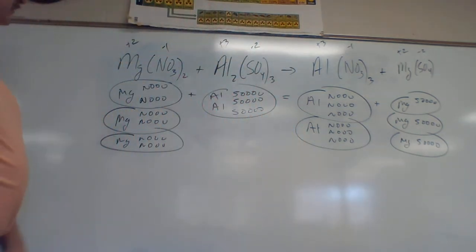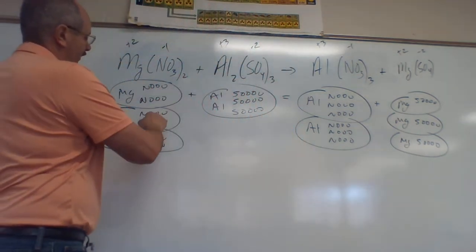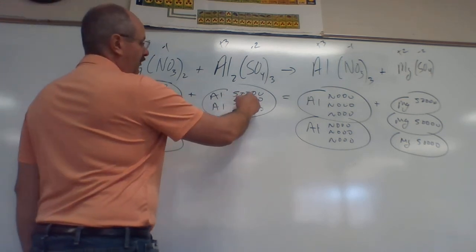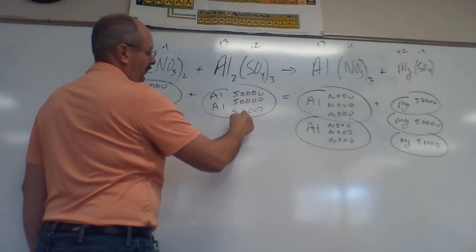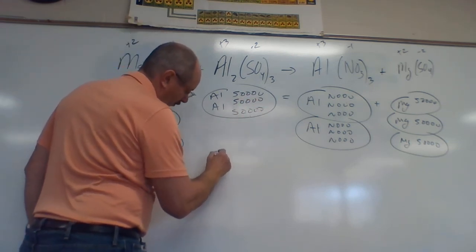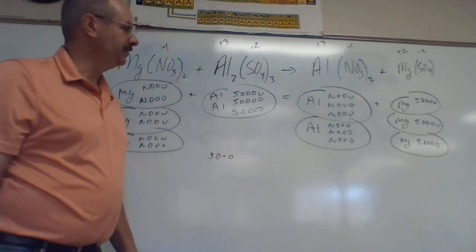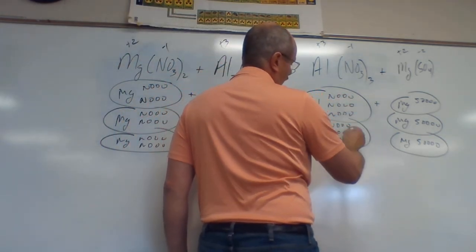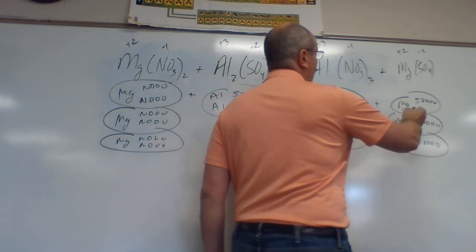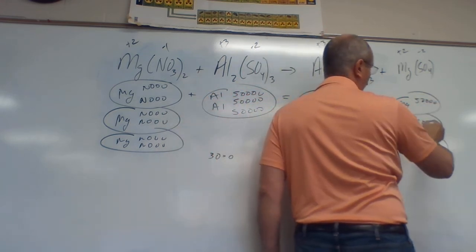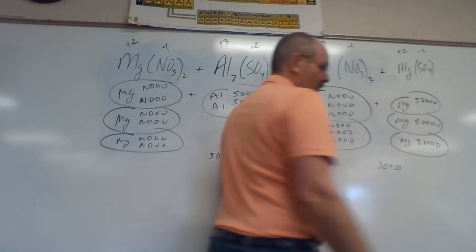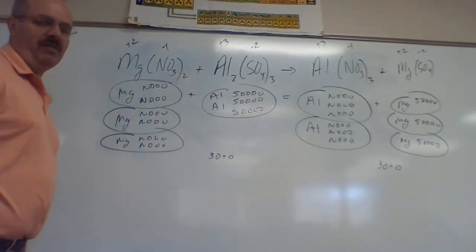O's. I got a whole bunch of them. Counting, I got 30 O's. I'm going to write that down. On the other side, I count 30 as well. Shoo, good. The O's match up, so there's my final answer.